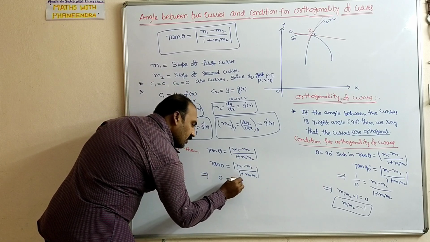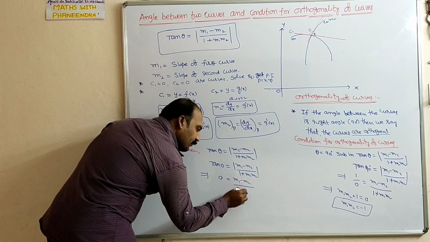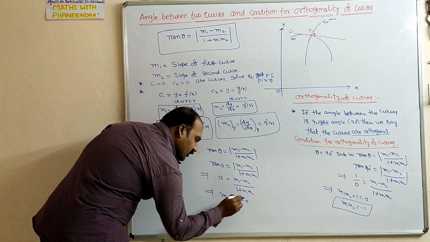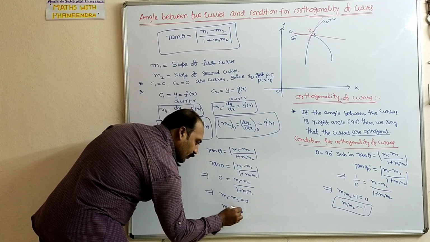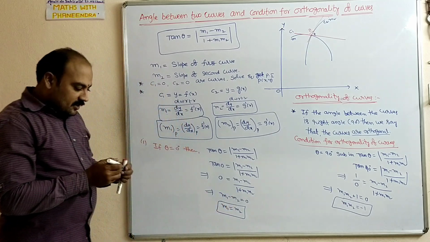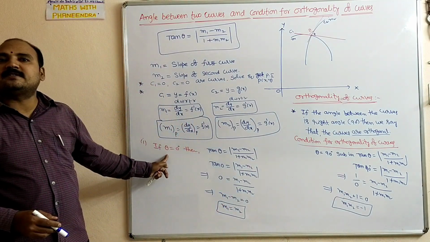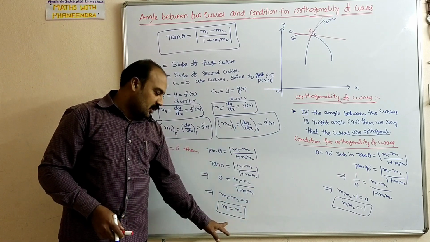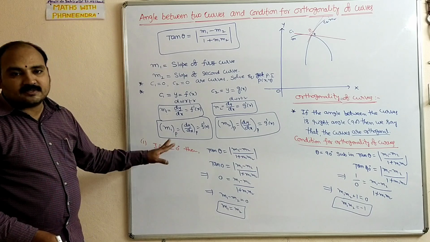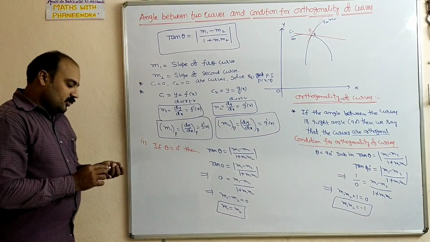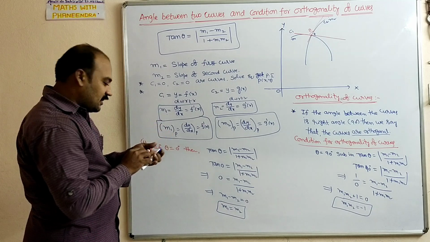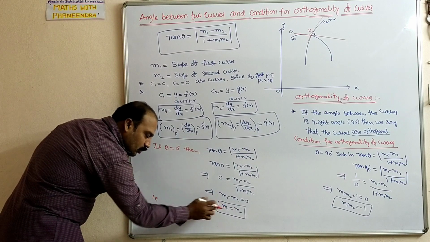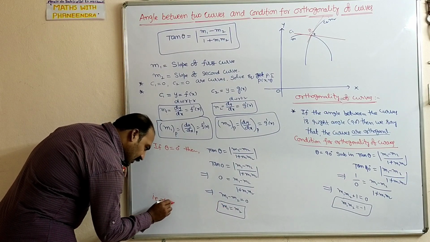0 equal to (m1 minus m2) by (1 plus m1 m2). Cross multiply: m1 minus m2 equal to 0. That is, m1 equal to m2. When the slopes are equal, the angle between them is 0 degrees. If you are getting m1 equal to m2, both the curves' slopes are equal, then the angle between them is 0, or the two curves touch each other. That is, whenever we are getting m1 equal to m2, the curves touch each other.